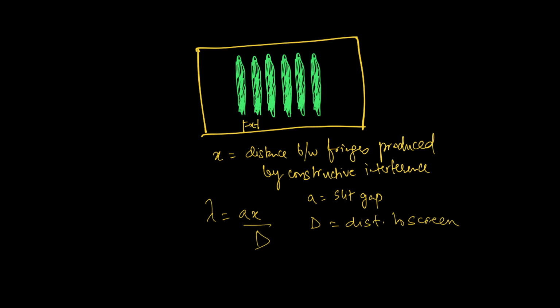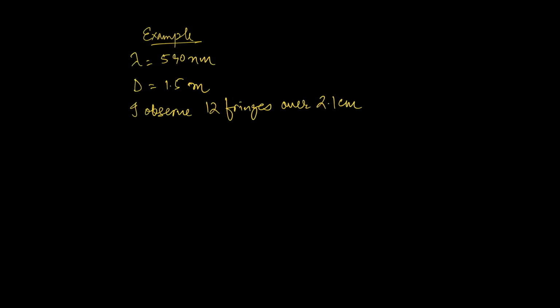So let's work through an example on this. Let us say light of wavelength 590 nanometers is incident on a pair of narrow slits, and the interference pattern is observed on a screen that's 1.5 meters away. And I can clearly see 12 separate interference fringes that are spread out over a distance of 2.1 centimeters. So what is the separation between the slits?